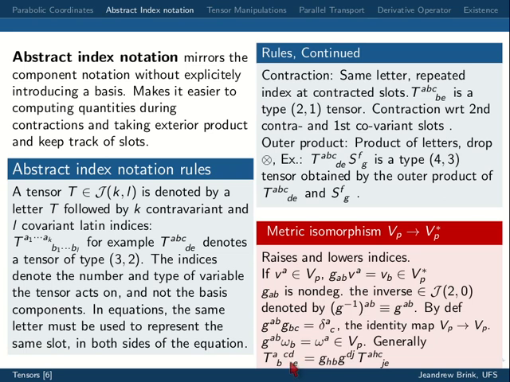And the same over here: if I have an index that's down, an index that's up over here, and I want to lower it, then I simply hit it with a metric. I sum over the index that I want to lower, so I'm summing over h, and then the free index in the metric is b, which is the one sitting over there that I've lowered it from.